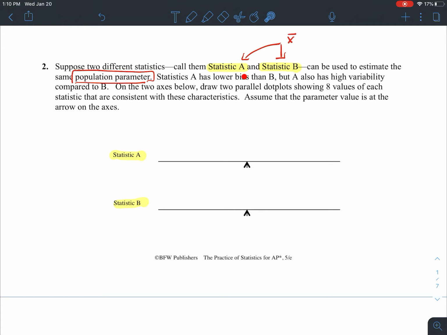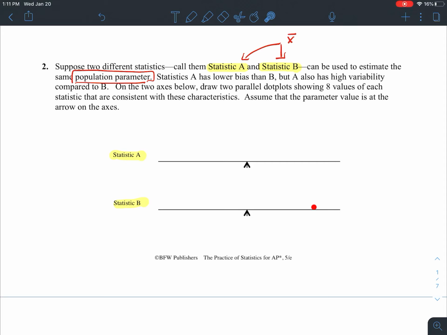So if statistic A has a lower bias, it means that your sample means are balanced a little bit better on each side of where the true population parameter is, versus statistic B, it's a little bit more lopsided. Okay, so we want to keep that in mind. It's more evenly on each side for A, a little bit more lopsided for statistic B. Also, statistic A has higher variability compared to B. That means your sample means are spread out a little bit more.